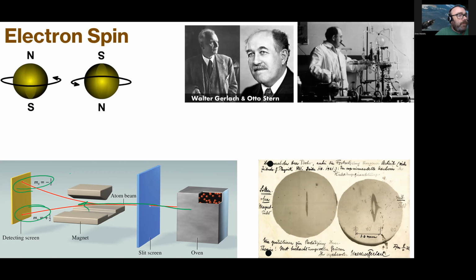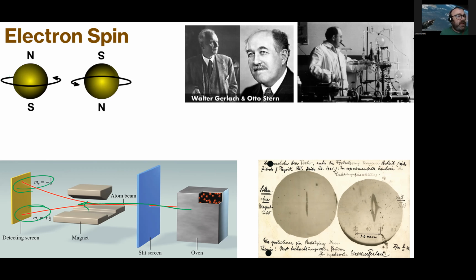So what they figured was, if you take an electrical charge and you spin it, you generate a magnetic field. So if you have an electron spinning in one direction, you get one kind of magnetic field. If you have the electron spinning in the other direction, you get the other kind of magnetic field. And so depending on which direction it spins is which kind of magnetic field you get.